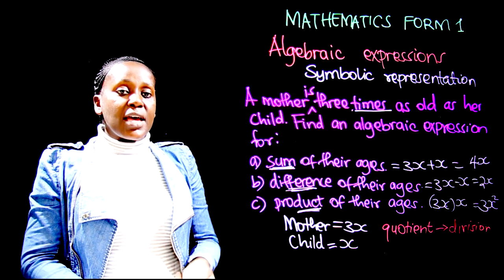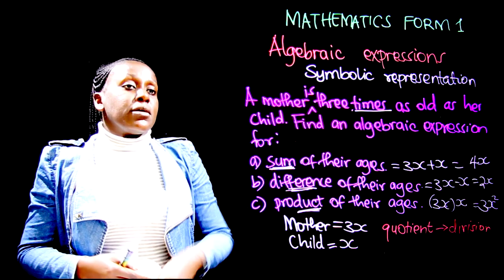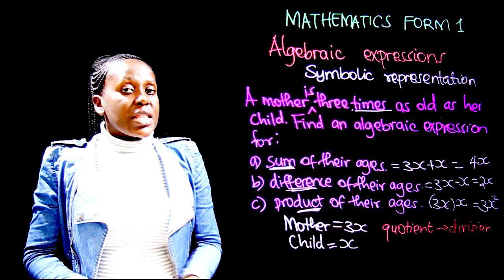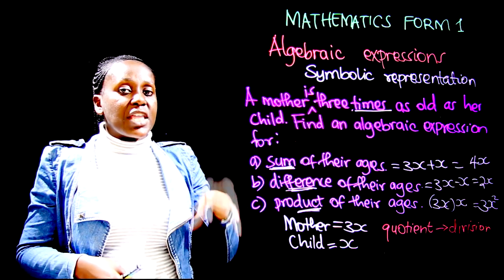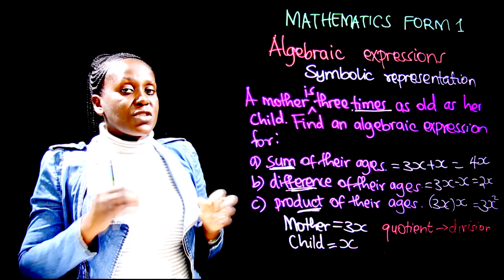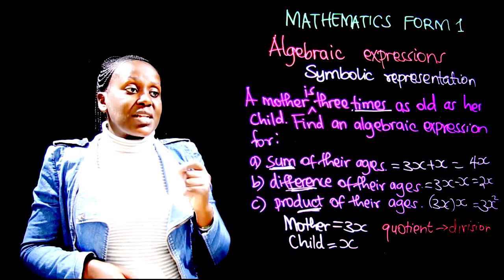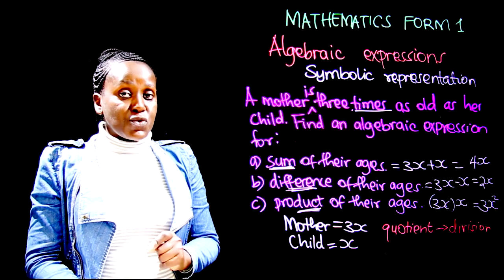So if we say that Faith is 5 years less than her brother, that means that if you take the age of the brother, you'll have to subtract 5 to get the age of Faith. Now let us look at an example that incorporates those words.